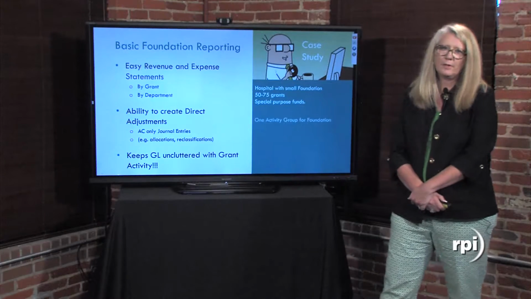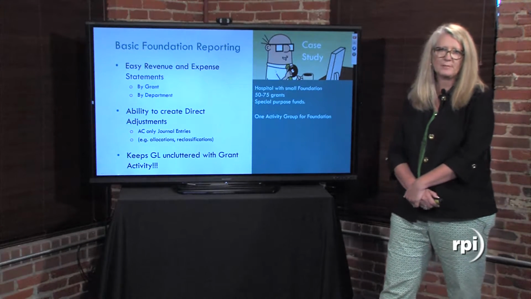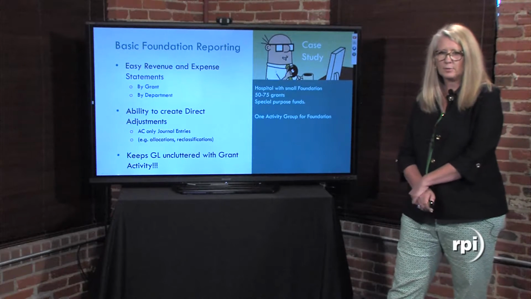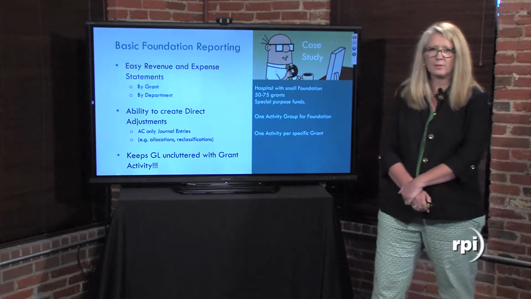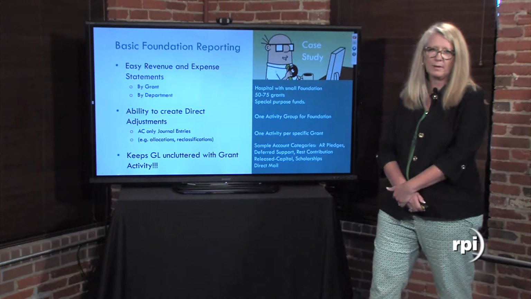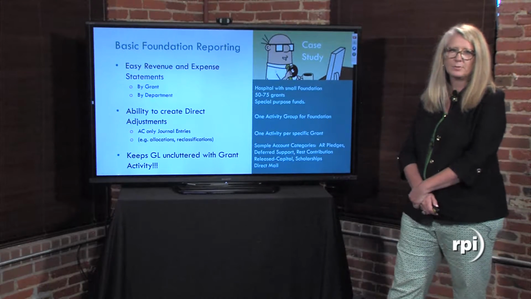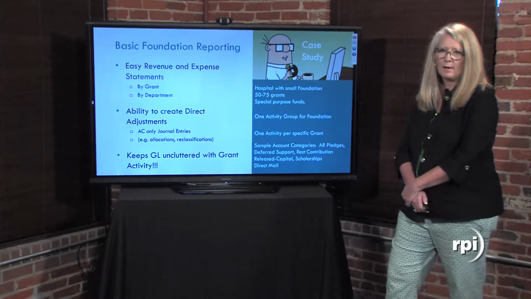This one had a very small foundation, only 50 to 75 grants and special purpose funds. They had one activity group for the foundation, one activity for a specific grant, and sample account categories were AR pledges, deferred support, restricted contributions, released capital, scholarships, direct mail.